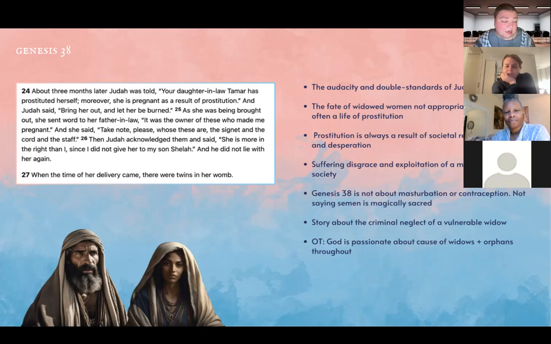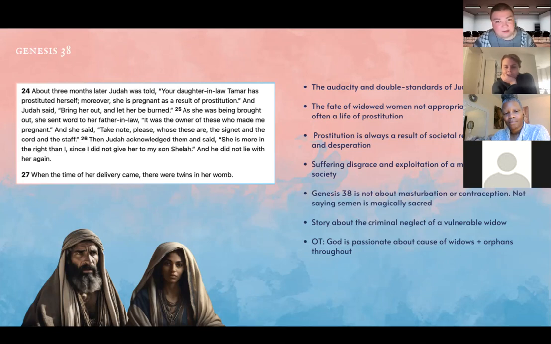a male-dominated society. This passage in Genesis 38 is not about masturbation. This passage is not about contraception, nor is it about how semen is magically sacred, nor is it a lesson about contraceptive measures. It's a story about the criminal neglect of a vulnerable widow.